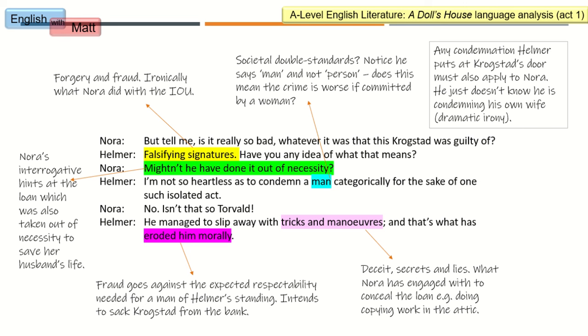She didn't take the loan out because she wanted a new bathroom or because she wanted to get her nails done. She took the loan out to save her husband's life out of duty to her husband, which of course is something that society would have said women should be responsible for. So falsifying signatures, of course, is fraud. It's forgery. And ironically, of course, we know as an audience that that's exactly what Nora has done. So any condemnation here that Halma labels Krogstad with also applies to Nora. The audience knows that, but Halma does not. And therefore, there is a high degree of dramatic irony at this point in the act.